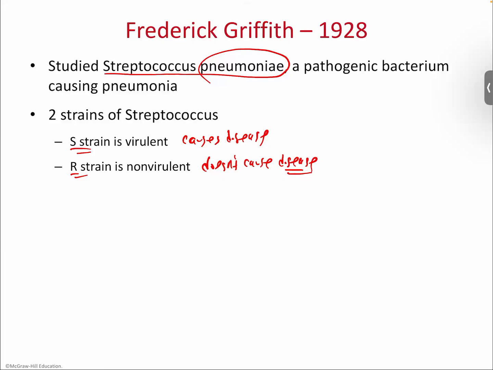Yeah, so you could be carrying the R strain and it's not going to cause pneumonia. So obviously, Griffith wanted to understand how this worked. What's the deal with this S strain and the R strain? How do they interact? What are their roles? And so he wanted to learn more about it.